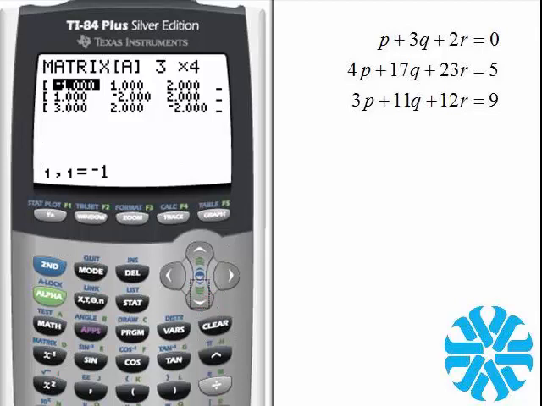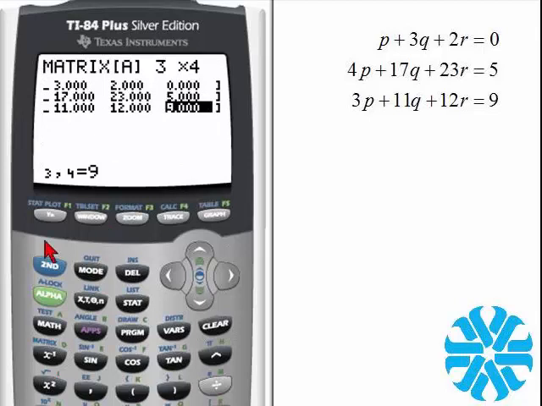Okay, so we want 1, 3, 2, and then 0. It's already there, so I'll just select enter. Then we want 4, 17, 23, and 5. Then we want 3, it's already there, so select enter. Then 11, and 12, and then 9.